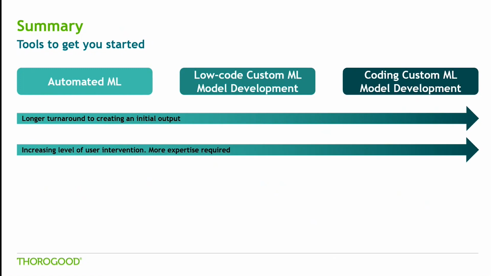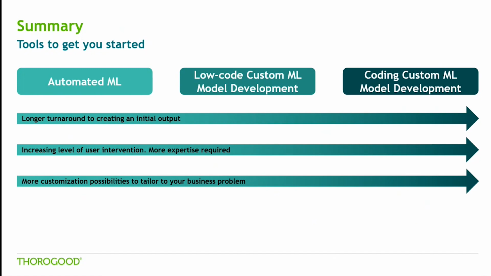It's also an increasing level of user intervention. More expertise is going to be required. So with AutoML, you need very little understanding. With low code, you need a little more understanding, particularly of the process. And then with coding, you need to understand the process and you need to understand the programming language.